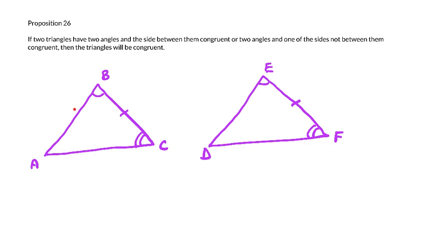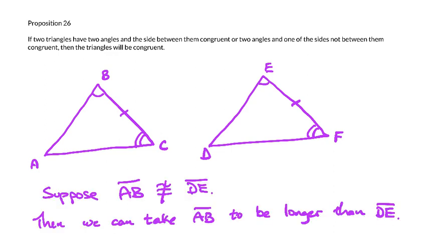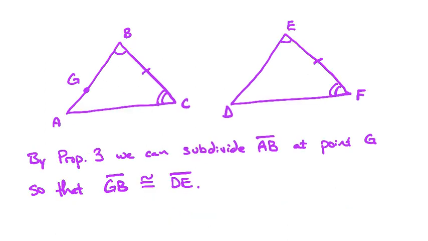Now, we'll want to do this proof by contradiction, and so because we want to show that our segment AB is congruent to our segment DE, let's first suppose that they are not congruent. So since they're not congruent, then one of them must be longer, and so we can take that segment AB to be longer than our segment DE. Now, by Euclid's proposition number 3, we are able to construct the point G, which subdivides our line segment AB, so that one of the shorter line segments, say GB, is congruent to our line segment DE.